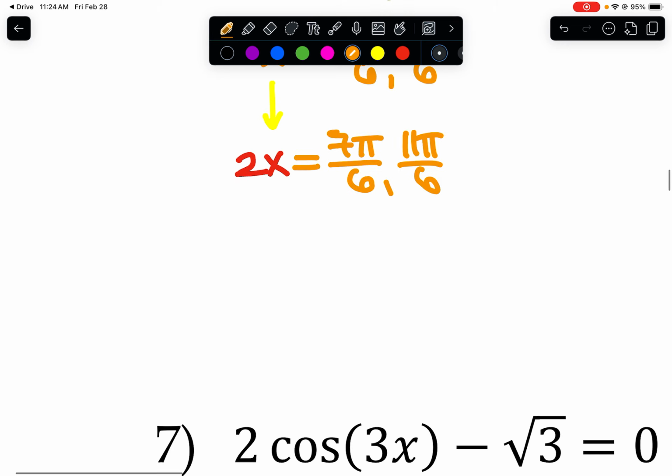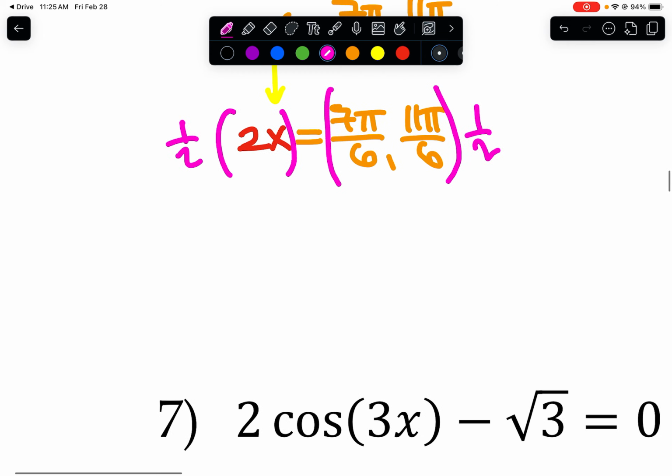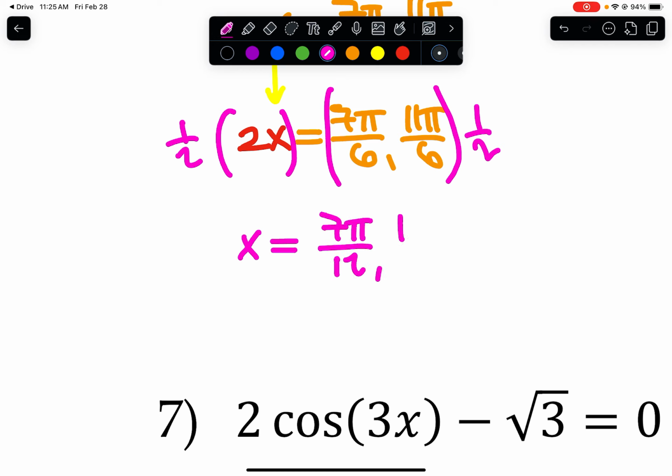So in order to solve for the x value, what I'm going to do is multiply all the solutions by 1/2, or divide everything by 2. With that, that means our solutions are actually going to be 7 pi over 12 and 11 pi over 12. So we have these two solutions.